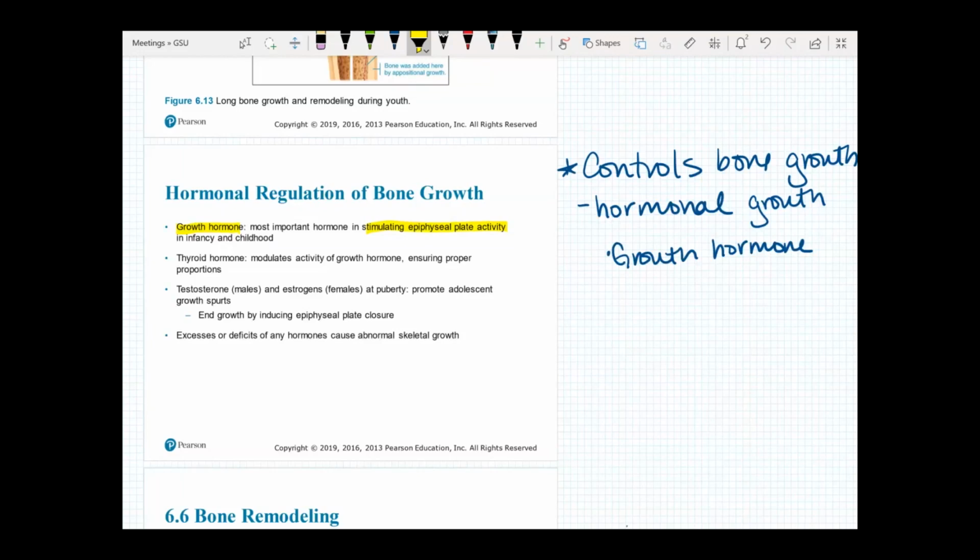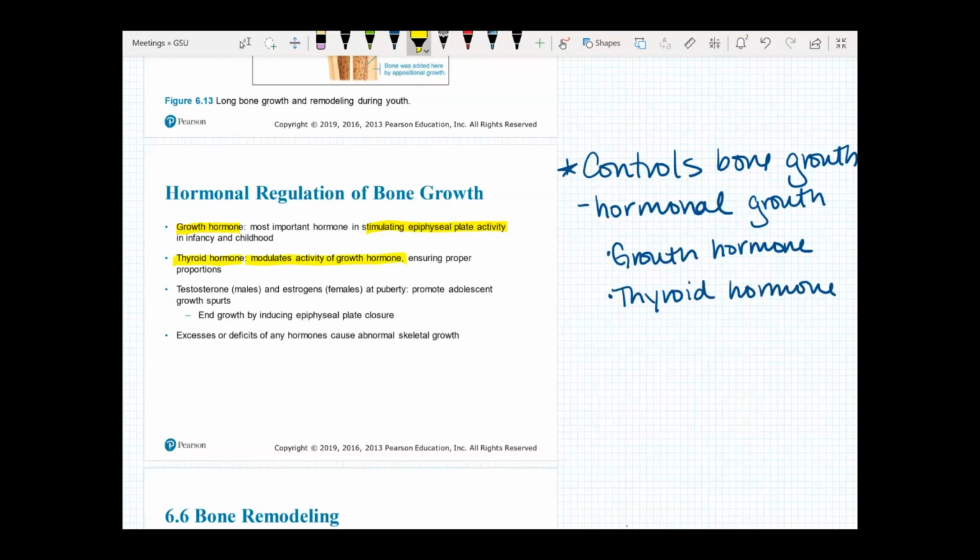The next hormone is going to be thyroid hormone. And thyroid hormone will also be responsible for helping out our growth hormone. So it will actually modulate it, so that way it makes the growth hormone work correctly in the correct proportions.